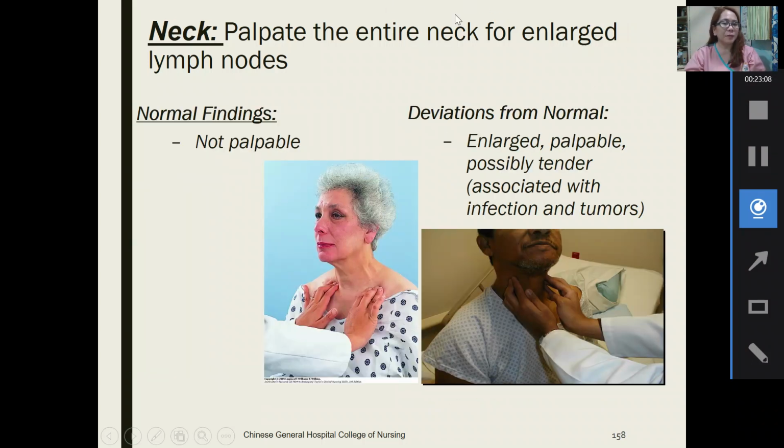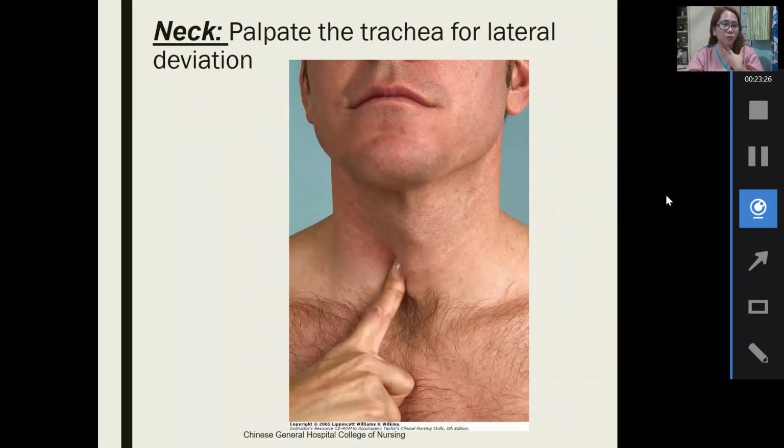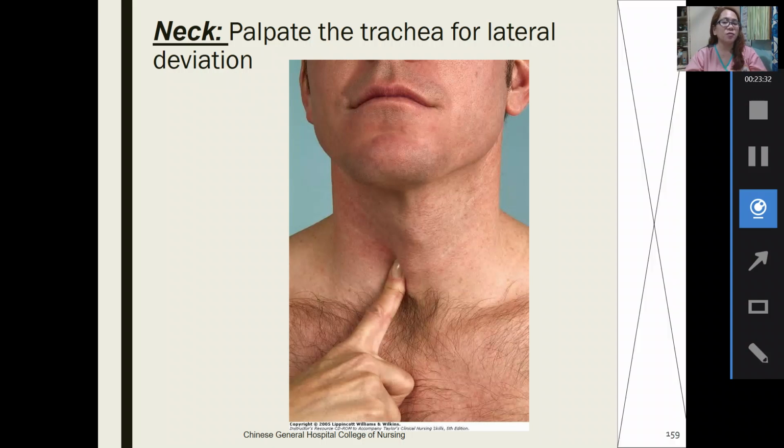Okay? Palpate the entire neck for enlargement of lymph nodes. So, the result should be not palpable. Deviations from normal, baka may enlargement kang nakapa, may palpable, possibly tender, could be associated with infection and tumor. Okay? Palpate the trachea for deviation. So, is it deviated to the other side?